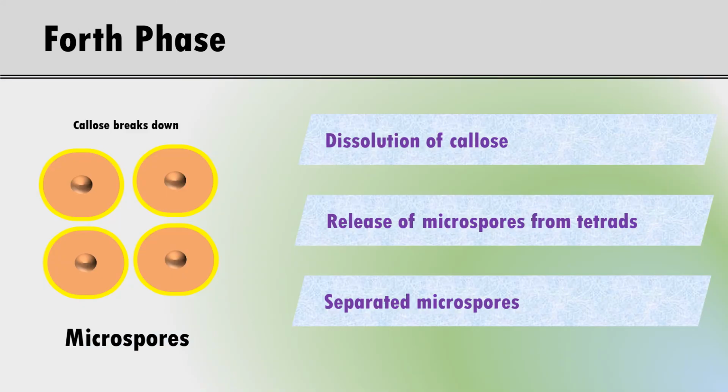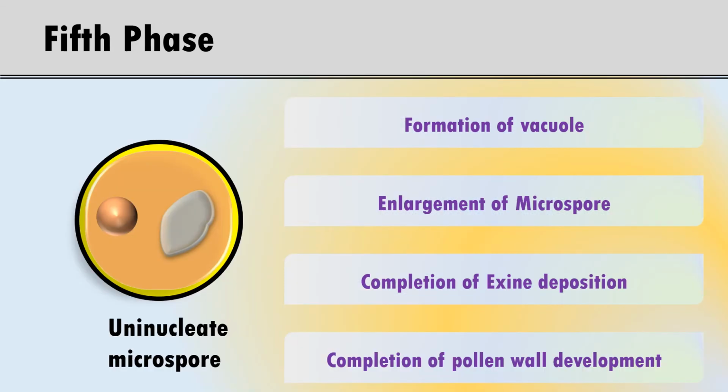In the fourth phase, it is recognized by the dissolution of the callose wall and the release of microspores from the tetrad. That means in the earlier phase they were together as spore tetrads, but here individual monosporic conditions can be observed because of the breakdown of callose during this phase.